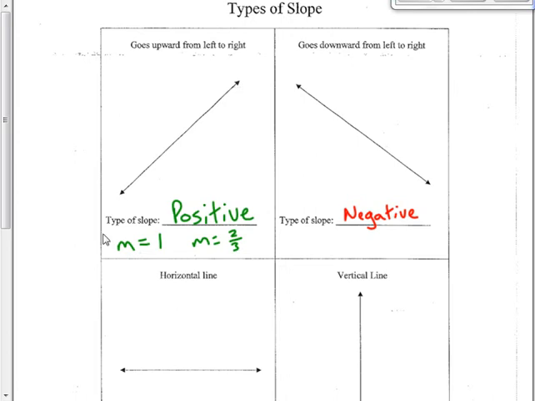A negative slope is a slope that goes downward from left to right. So it gives us a negative slope. When we find the slope of the problem, it's going to be equal to -1. Slope is equal to -3/5. You could have a slope equal to an improper fraction too, like -6/5. That would be fine too. Improper fractions are okay, both positive and negative.